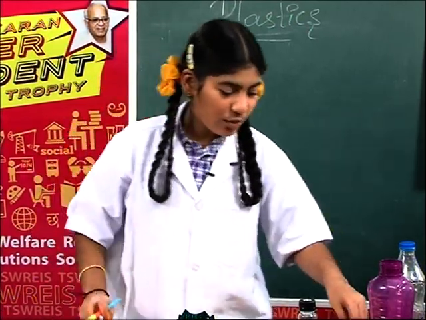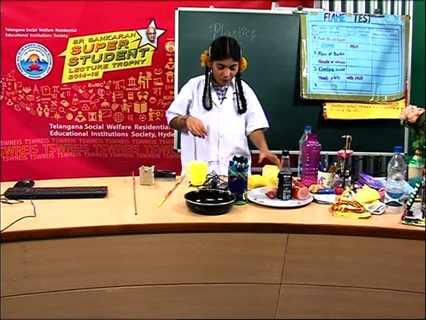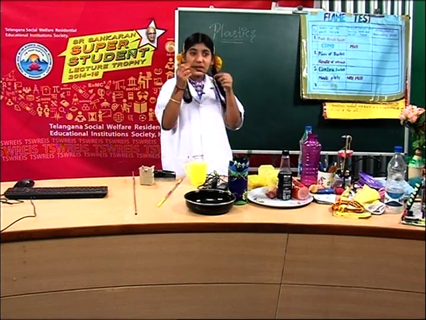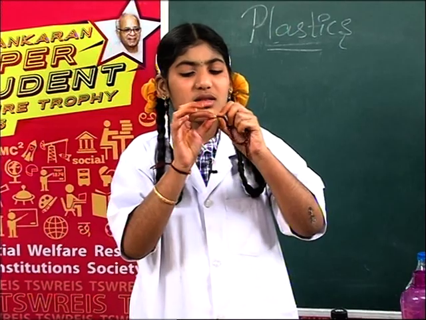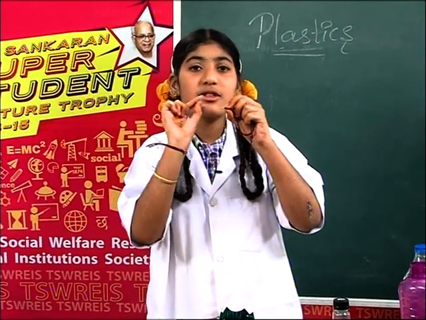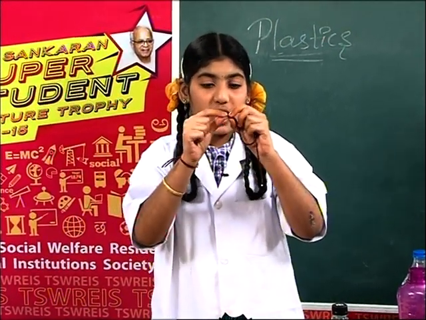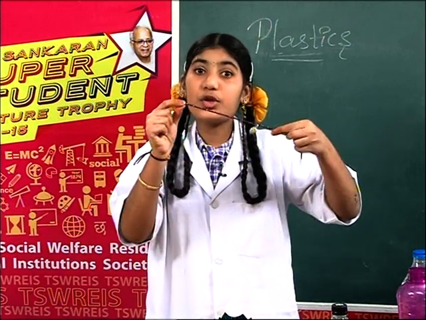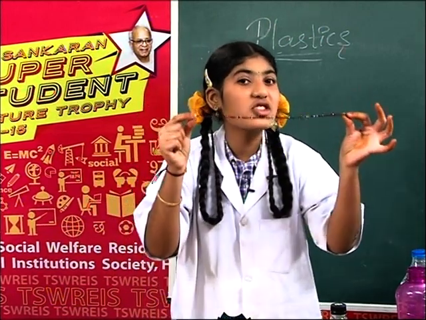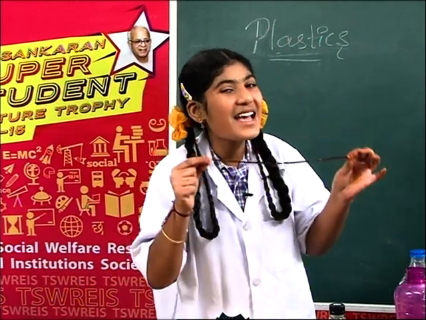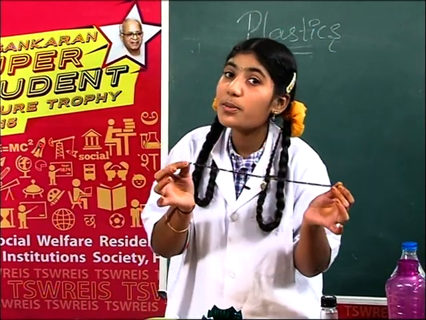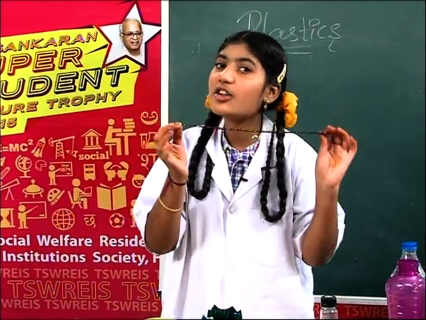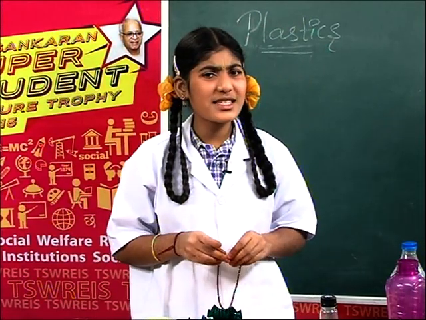Friends, now I want to show another example for you. Observe this beads chain. Did you observe this? What is this? This is a beads chain. Observe this, Tswreis. This small bead is one unit. We join these small units together to form a large chain-like structure, isn't it? Yes, Tswreis, polymers are also made up in the same pattern.